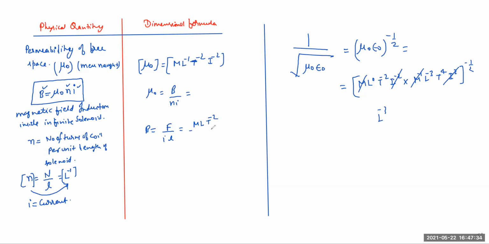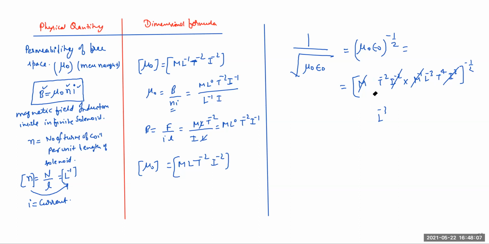ML T minus 2 IL, ML0 T minus 2. Okay, so B is this much. So that's why this is a mistake. It is ML0 T minus 2 I minus 1 upon L minus 1 for N and the I. So mu naught dimension is ML T minus 2 I minus 2. This is the answer. That's why I'm saying you have made some mistake here.